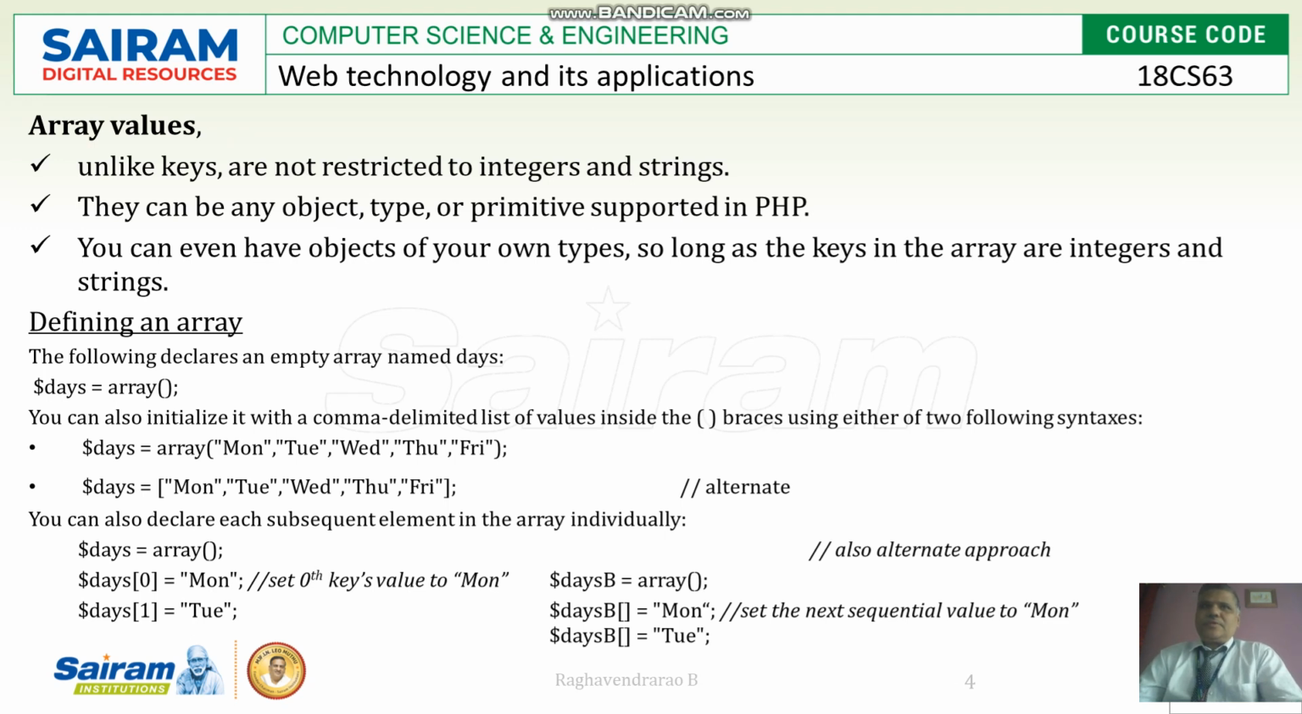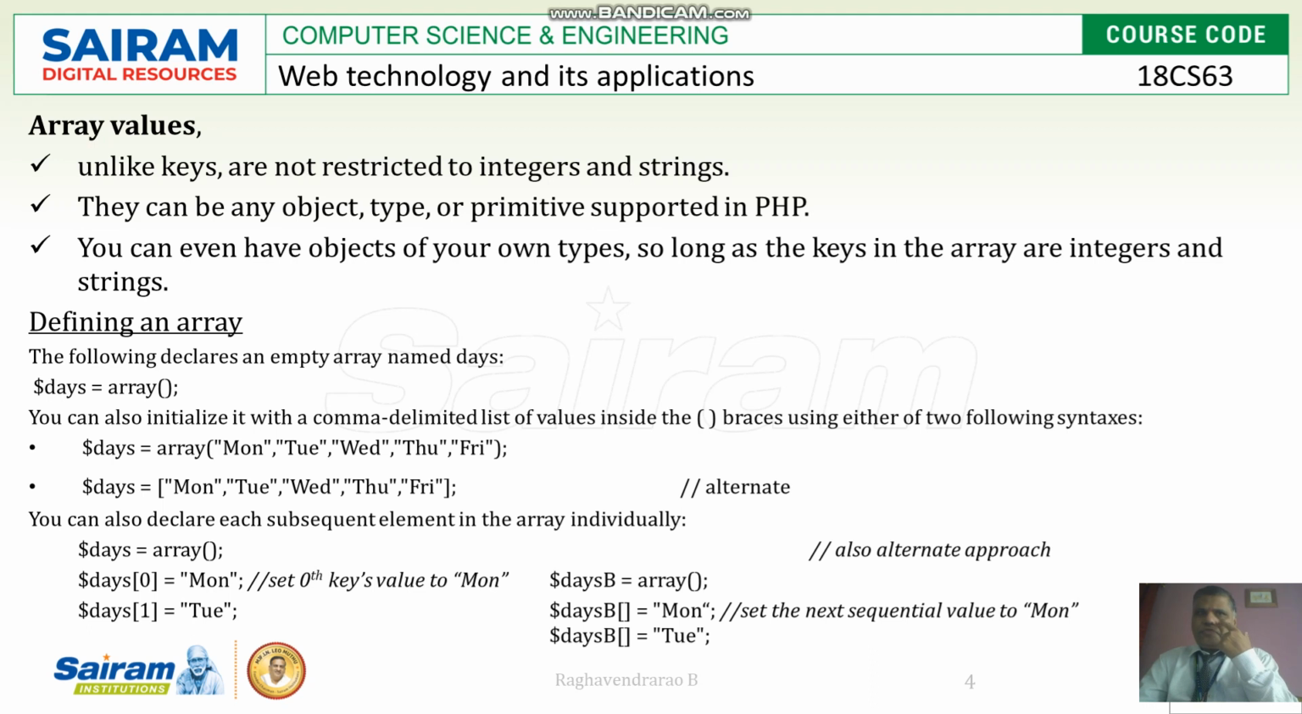Unlike keys, array values are not restricted to integers and strings. Even an object can be a value, since object type is supported in PHP. So you can even have objects as the array elements, and these objects are of their own type, as long as the keys in the array are integers and strings. So in this we can say that the array is going to contain integers and strings.